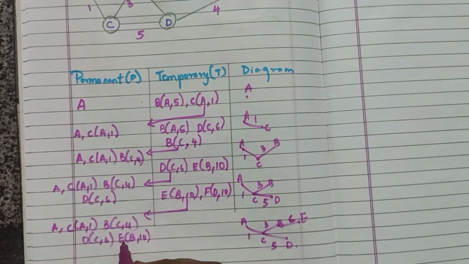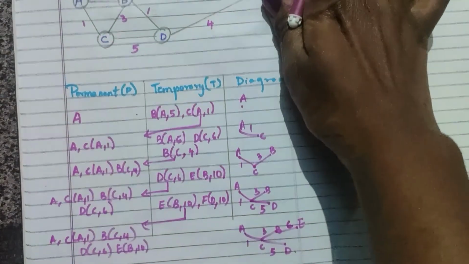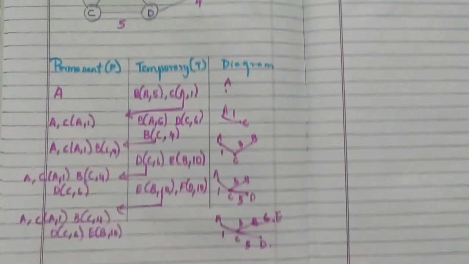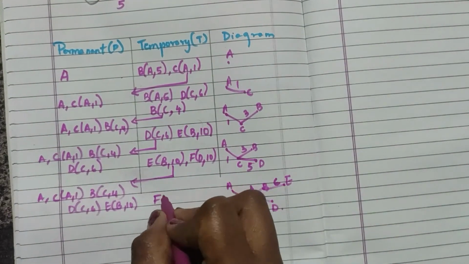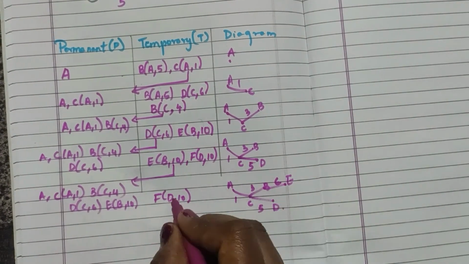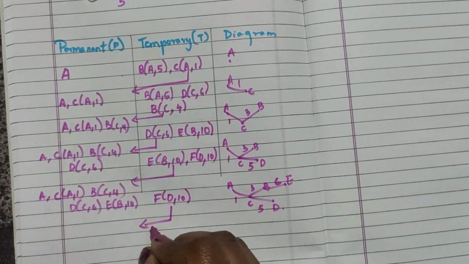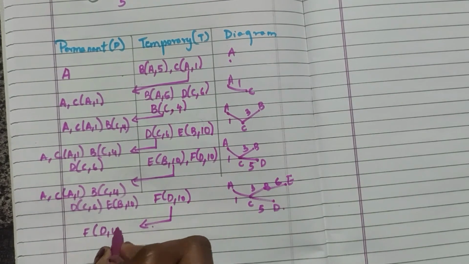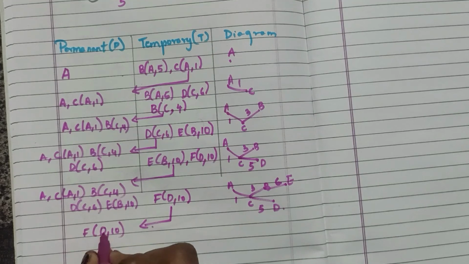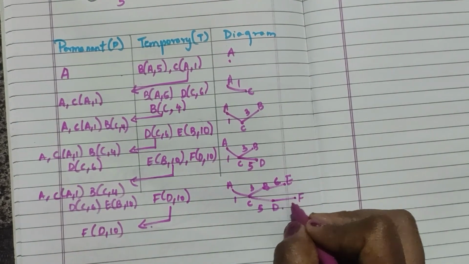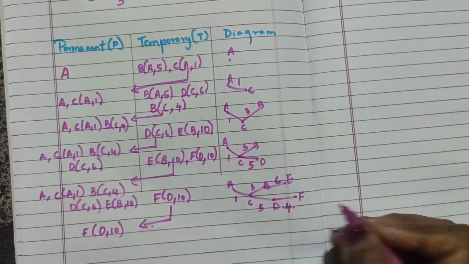E's neighboring nodes are F and B. B is already added in the permanent table, so you have to find for F. F is already here. Bring this down. Now there are no more nodes to find out. So add this in the permanent table. The node F goes through D. So through D it moves to node F with the cost 4. So this is how you solve.